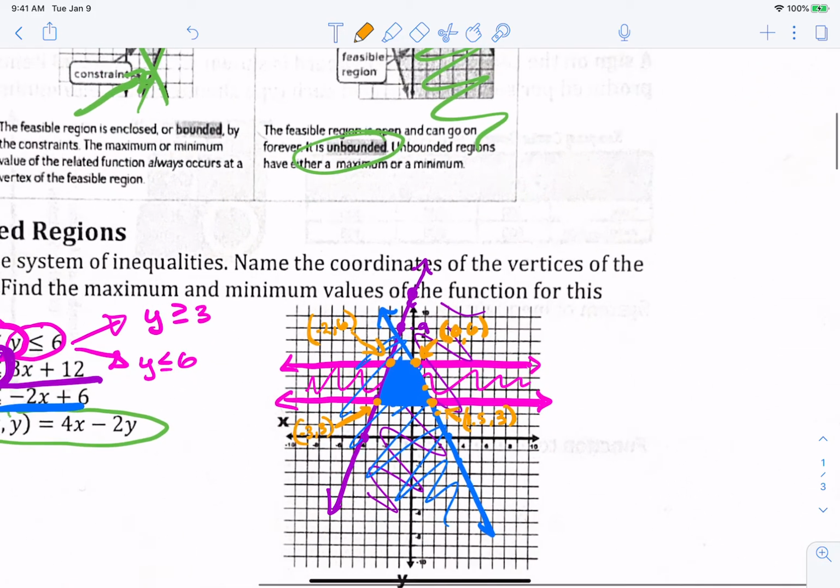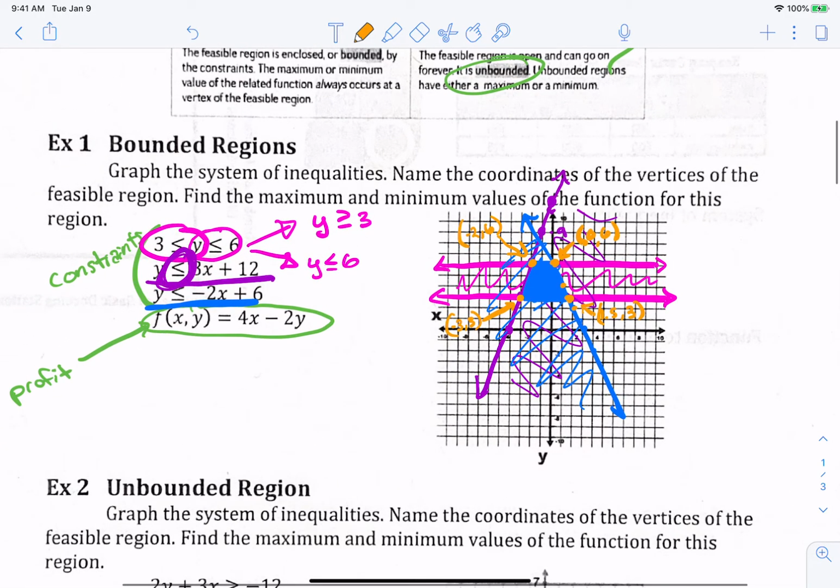So those are the places that I'm looking at plugging in. After I find those corner points, I'm going to plug them into my profit equation here and here for x and y. So I'm going to list these out: 0, comma 6; 1.5, comma 3; negative 3, comma 3; and negative 2, comma 6. We're going to plug each one of those in.